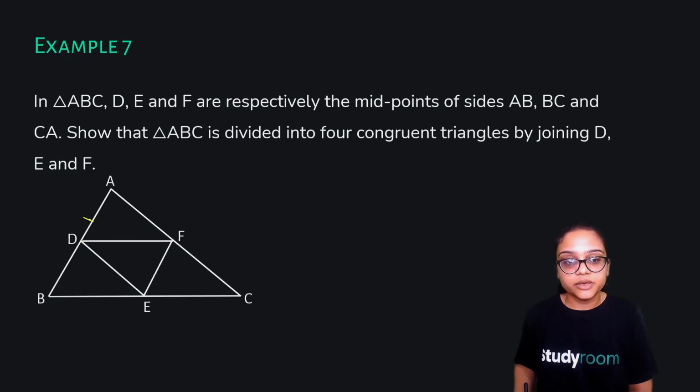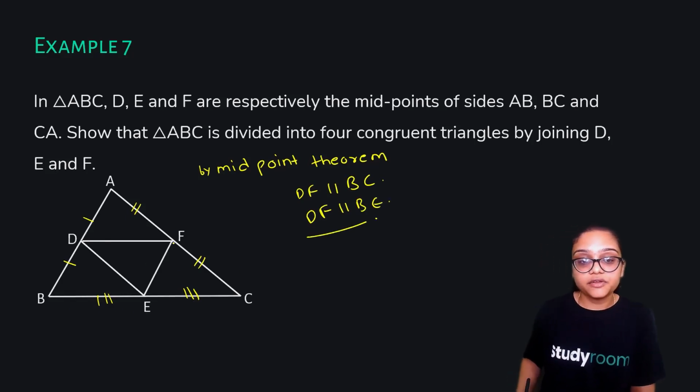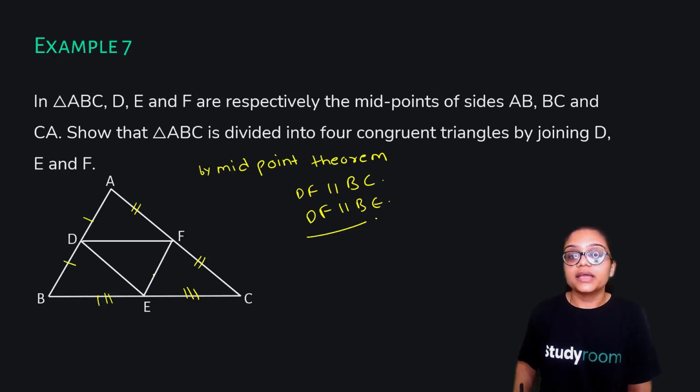See that D is the midpoint means that these both are equal, these both are equal and these both are equal. Okay, also shown that by the midpoint theorem, which we have just read, I'm just doing it for a part, okay? DF is parallel to BC. So if DF is parallel to BC, it would also be parallel to BE, correct? Now, in a similar fashion, you can show that this is parallel to this, and then you can simply apply the congruency rule and state that all four triangles are congruent to each other.